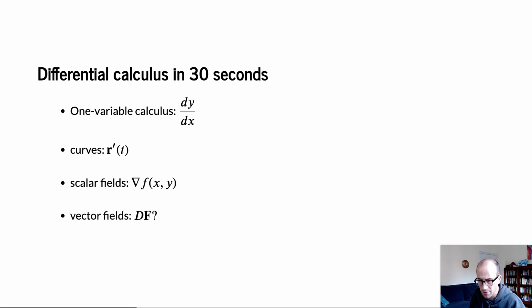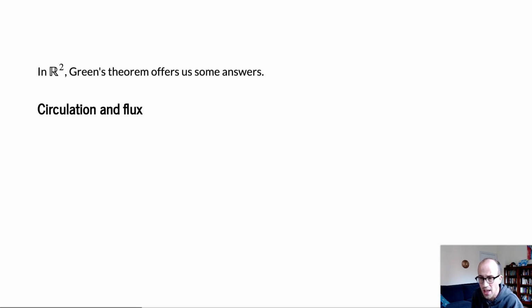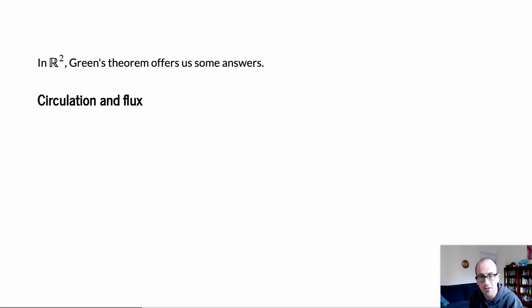So now we're here at vector fields. How are we going to talk about how they're changing here? Scalar fields were complicated enough. Vector fields are going to be a lot more complicated. There actually is something called df, but that's a total derivative that we'll approach in later classes. But instead, we can understand how a vector field is changing. And Green's theorem is going to offer us some answers, not all the answers, but some answers about how vector fields change and how we can measure them.